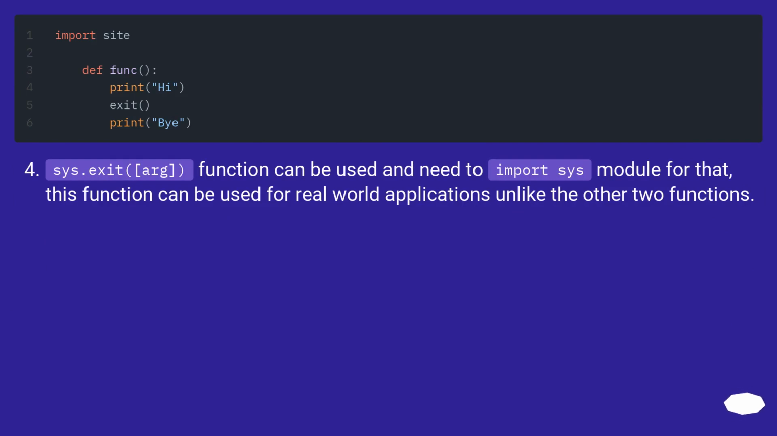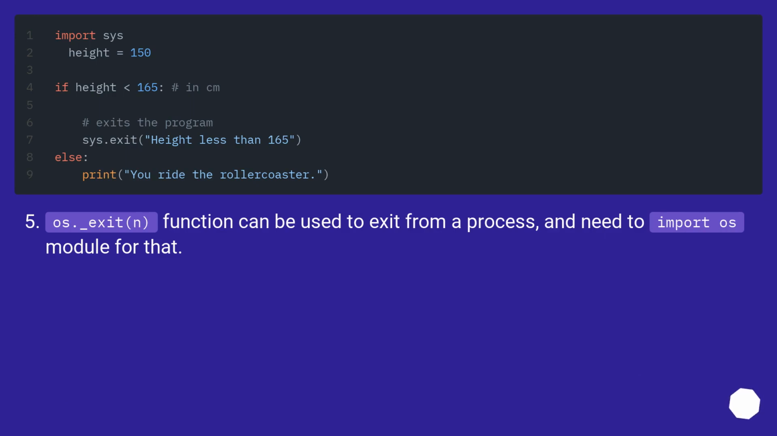The sys.exit function can be used and you need to import the sys module for that. This function can be used for real-world applications, unlike the other two functions. The os._exit function can be used to exit from a process, and you need to import the os module for that.